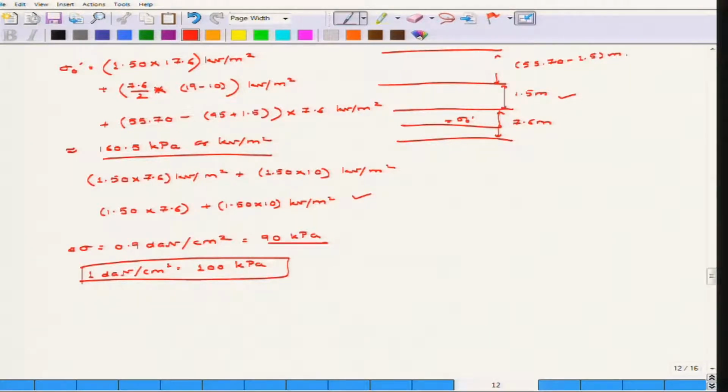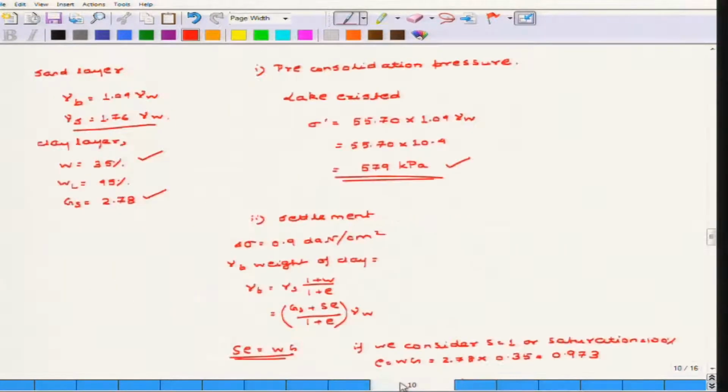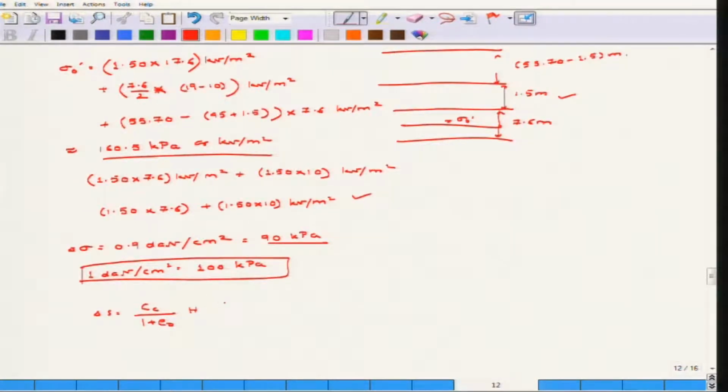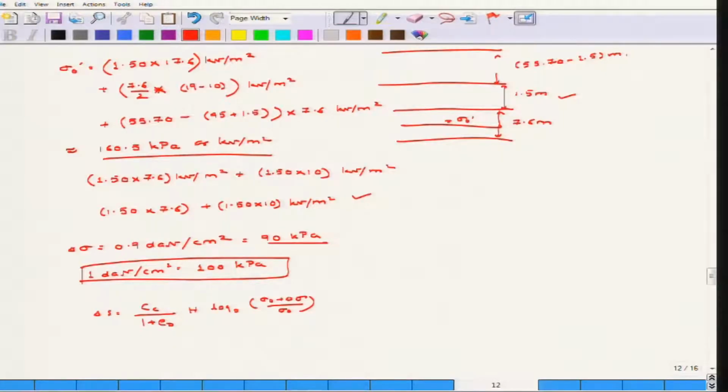So from there you can find out the settlement, because you know the settlement formula is Cc by 1 plus e naught. e naught we have already found for the clay layer, that is also known to us, e naught is 0.973, into H into log 10 of sigma naught plus delta sigma by sigma naught. But there is one more trick here. Even though we ignored the weight of clay, the clay layer was said to be over consolidated, because now the overburden pressure from the top of the clay layer has been removed. So obviously this settlement has to be added with another settlement that is due to the over consolidated clay layer.